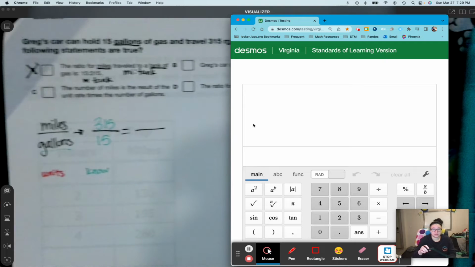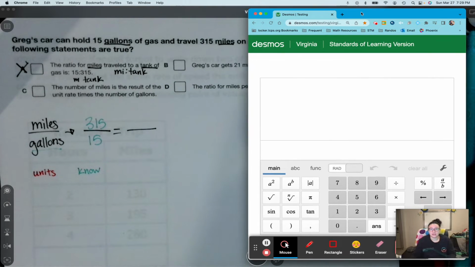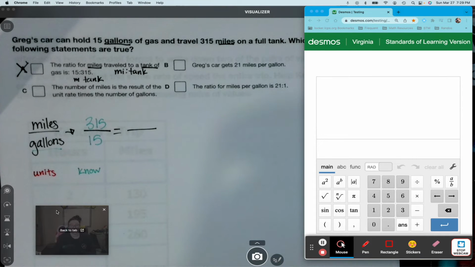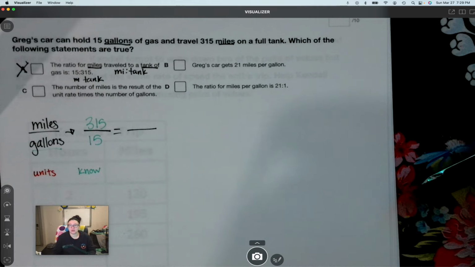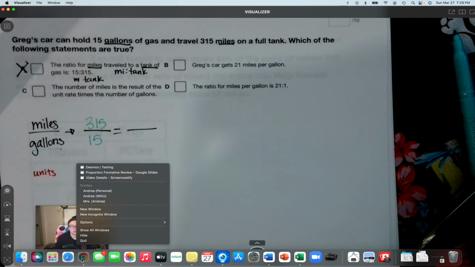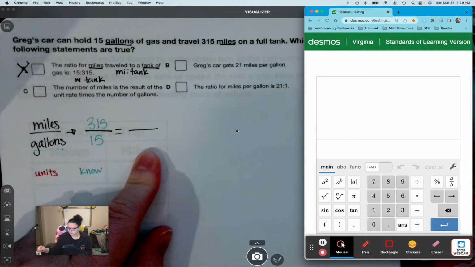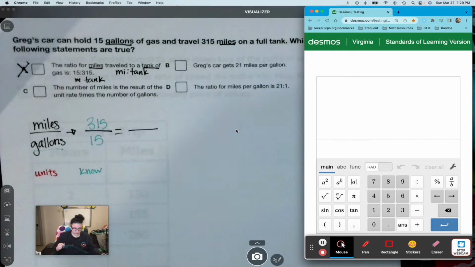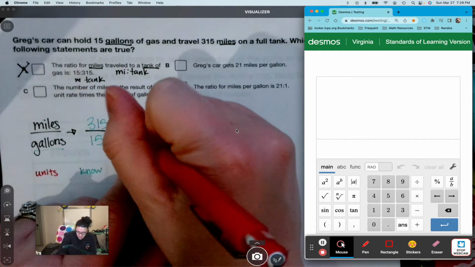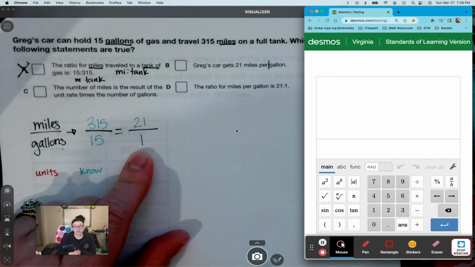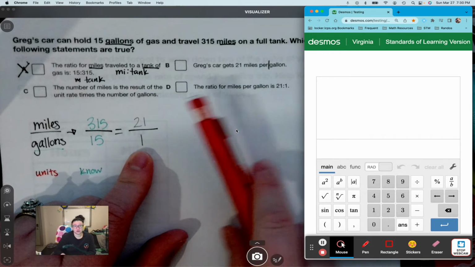Let's take a look at B. B says that Greg's car gets 21 miles per gallon. So let's take a look and see. Ooh, come back, calculator. 21 miles per gallon. So if I use my proportion that I already set up, I can put in my 21 miles per gallon. They're being lazy. They're not writing that one in there. That's a unit rate. 21 miles per 1 gallon.